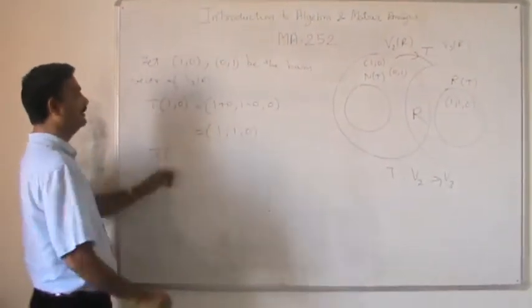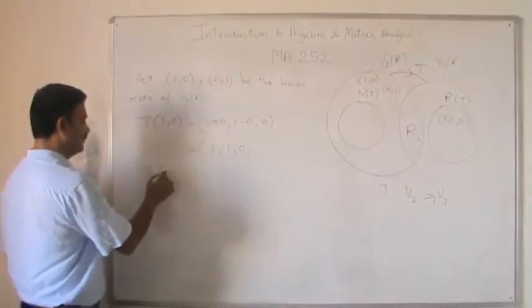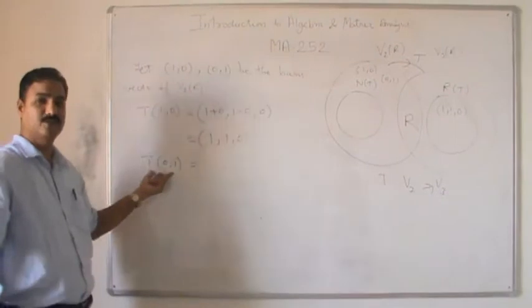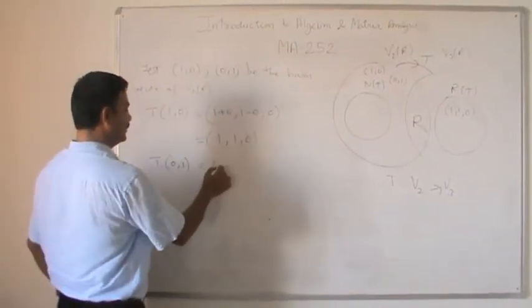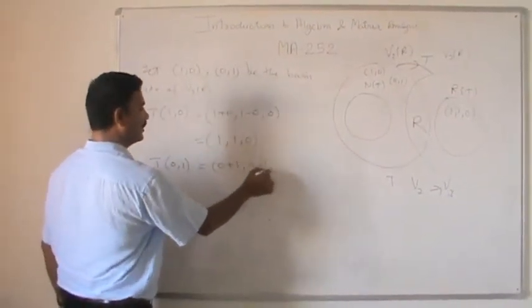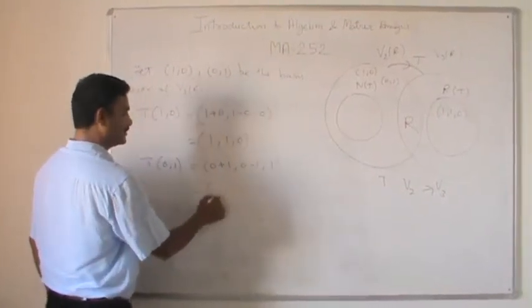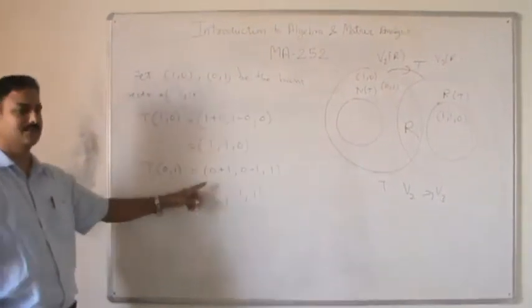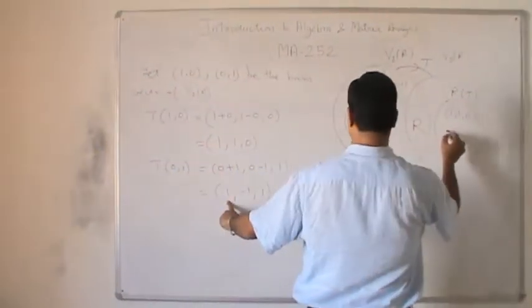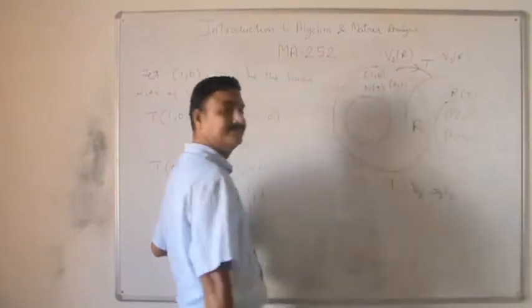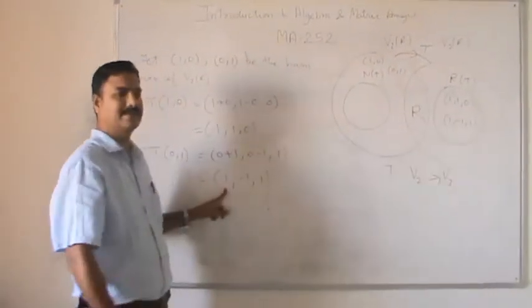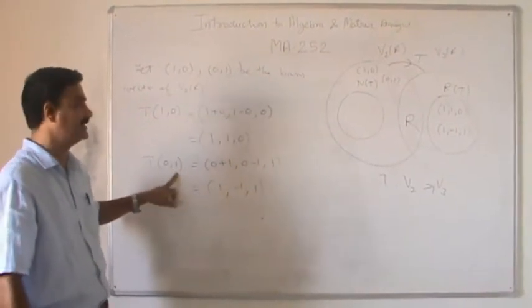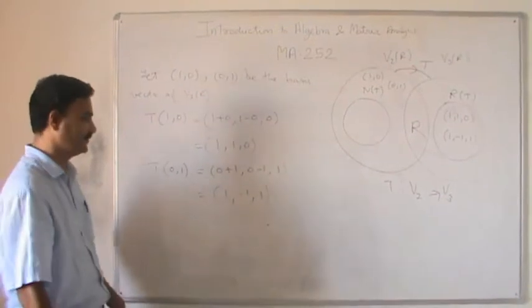Again, we find the T image of (0, 1). In a similar manner, it is (0 plus 1, 0 minus 1, 1), which gives us (1, minus 1, 1). So these two vectors, (1, 1, 0) and (1, minus 1, 1), are members of our RT. These two vectors are the images of (1, 0) and (0, 1), which are the standard basis vectors for our two-dimensional vector space V2R.